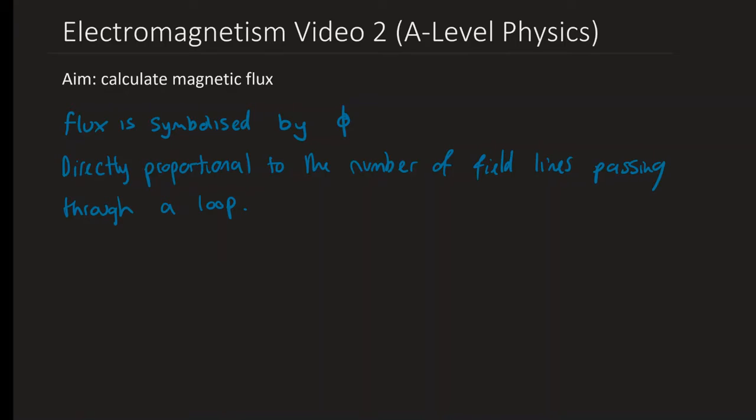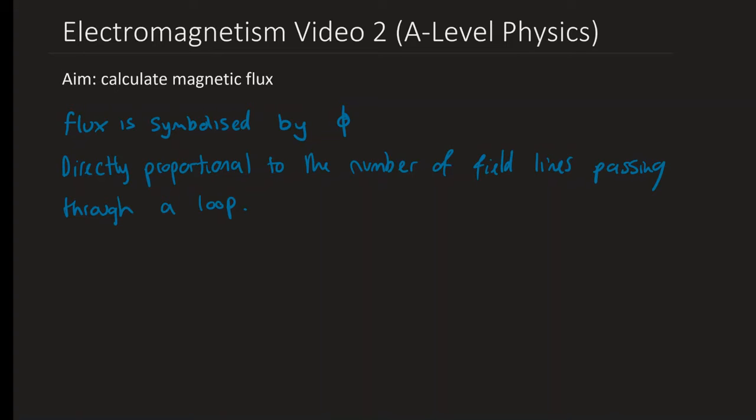Flux is really important because the rate at which the flux through a loop changes is directly proportional to the voltage induced in that loop. If the flux changes a lot in a short period of time, the voltage induced is going to be large. If the flux changes by a small amount in a longer period of time, the voltage induced will be small. This is actually what Faraday's law essentially states, and we'll get into that in video 4.